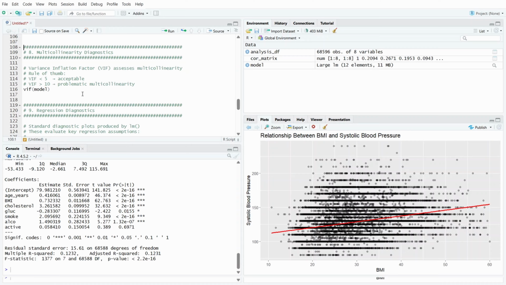As a rule of thumb, VIF values below 5 are generally acceptable. Values above 10 may indicate problematic multicollinearity. A VIF close to 1 means the variable is basically independent of the others.